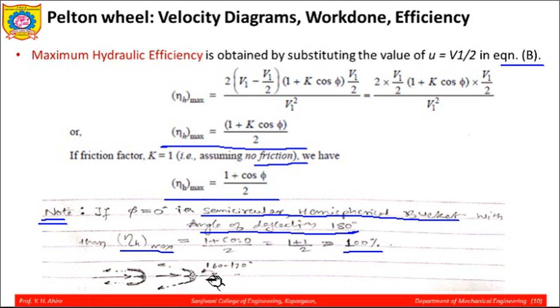But in a practical Pelton turbine, the outgoing jets do not go parallel to the incoming jet. Rather, the angle of deflection is 160 to 170 degrees, so that the outgoing jets do not strike on the back side of the incoming bucket.